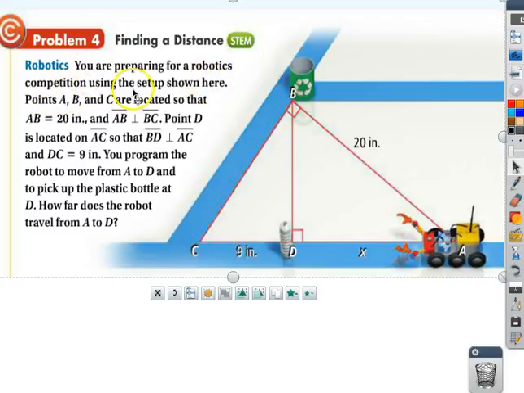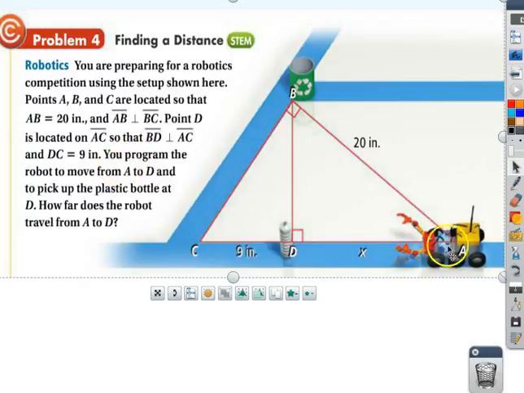Points A, B, and C are located so that AB is 20 inches and AB is perpendicular to BC. So these lines are perpendicular, forming a right triangle. Point D is located on AC so that BD is perpendicular to AC. That looks like I'm drawing the altitude to the hypotenuse. And then DC is equal to 9.